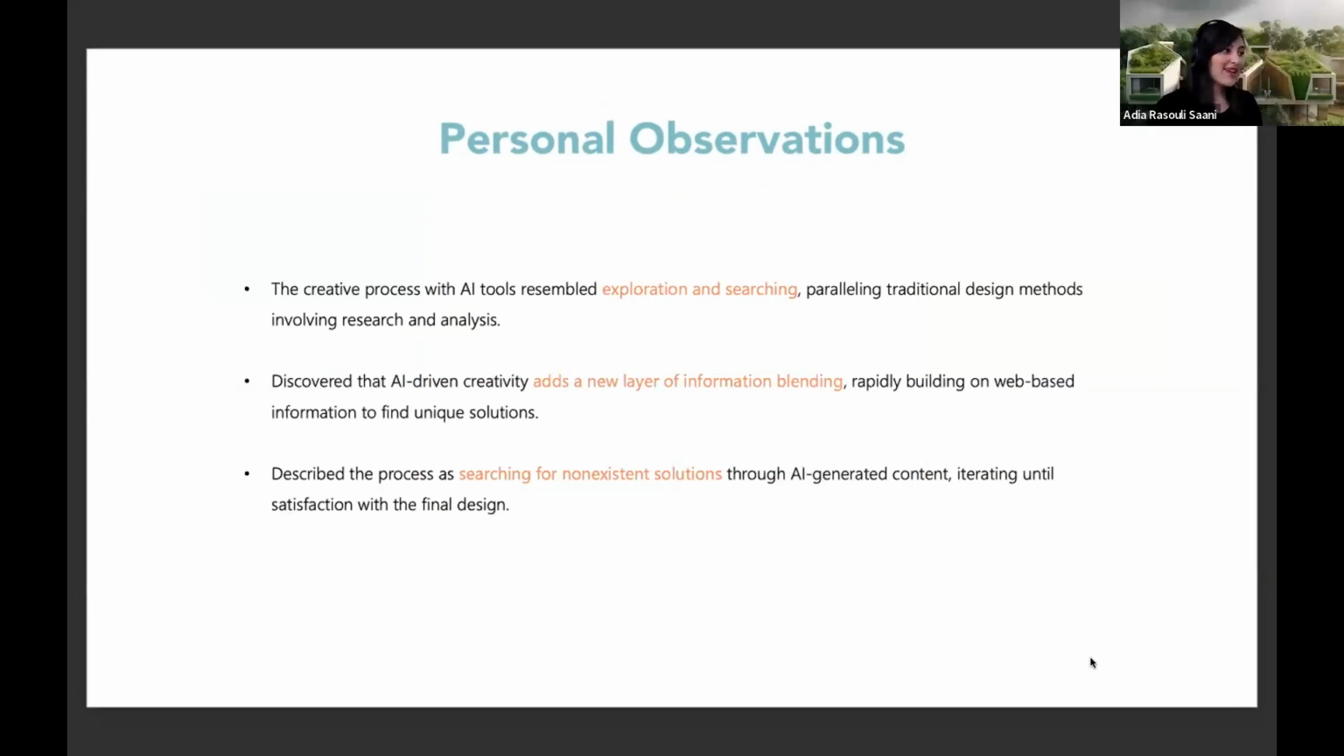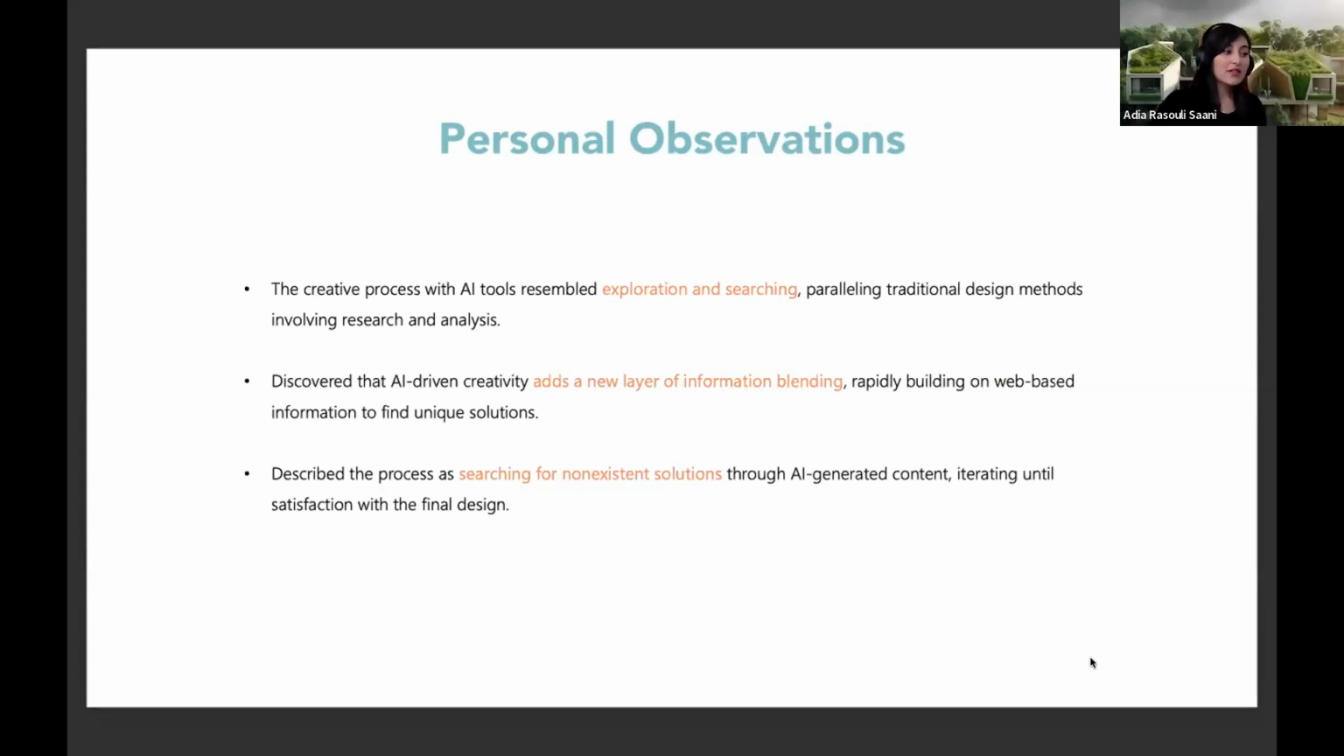The process I was going through, both in version 3 and version 5, but more with the latest versions, felt like I was exploring and searching for something. And this is exactly what you go through when you're brainstorming ideas for a design problem. So design in some ways also feels like exploration. What we traditionally did was research, analyze case studies, and then explore options by using and blending all the information we gathered to find unique solutions.